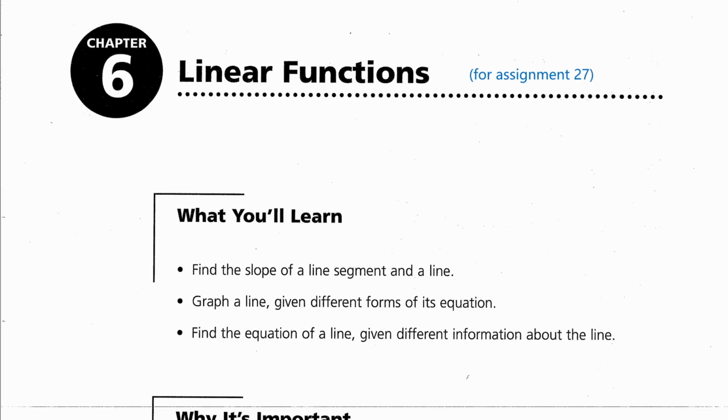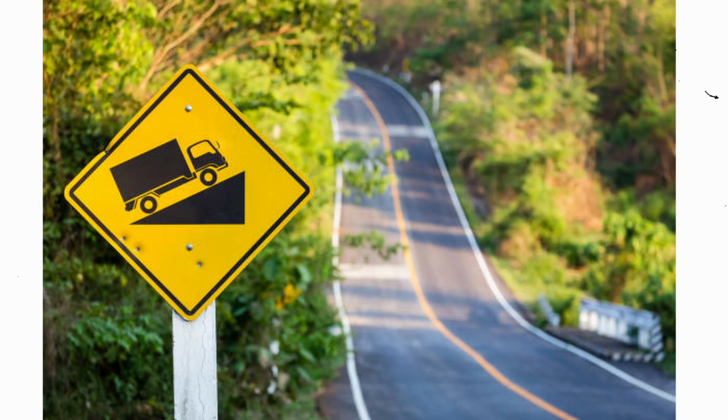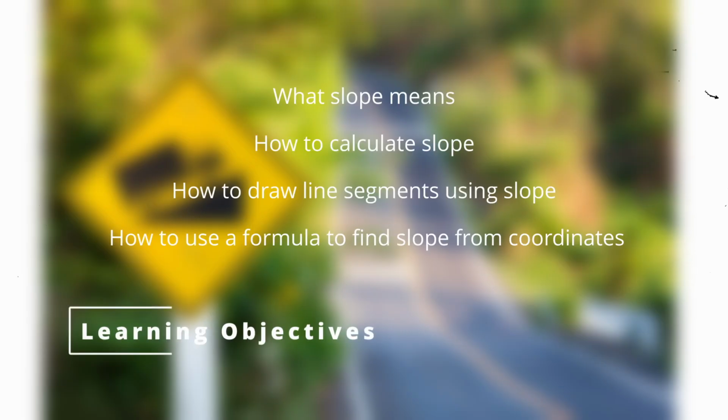So from this lesson onwards, we'll be discussing chapter 6, linear functions. In this specific lesson, I'm going to discuss slope of a line. Have you ever looked at a road going uphill or downhill? In math, we measure the steepness using something called slope. So today we are learning what slope means, how to calculate slope, how to draw a line segment using slope, and how to use a formula to find slope from coordinates.